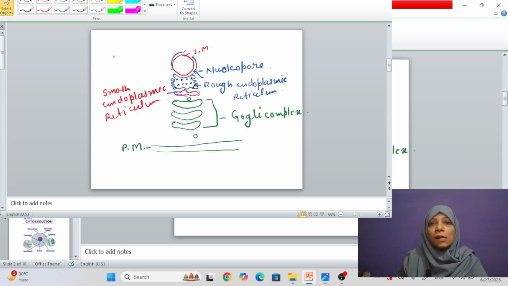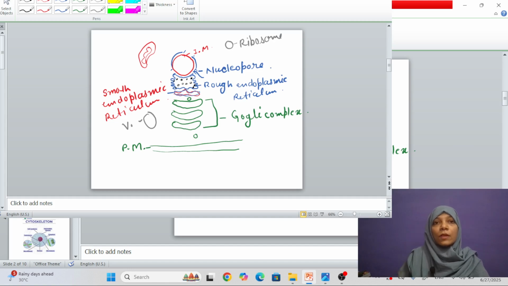Here some other organelles are present, like the mitochondria, which is also a double-membrane structure. Then some vacuoles are also present in plants, and some ribosomes, the peroxisome and the lysosome. This is the peroxisome, and the lysosome.